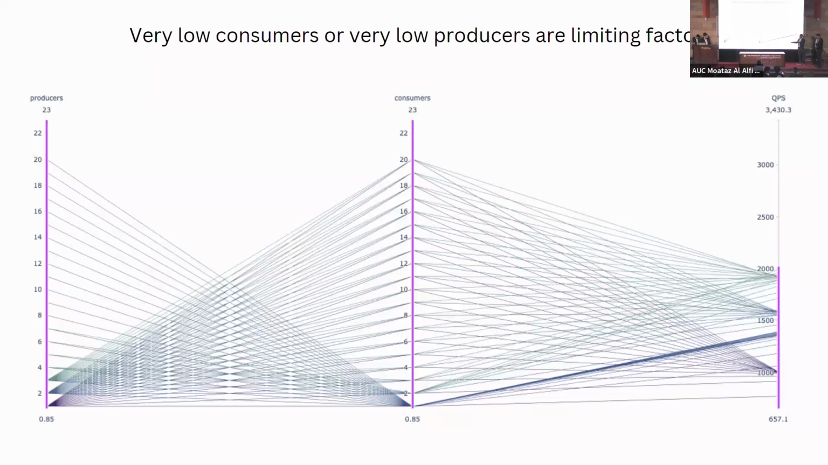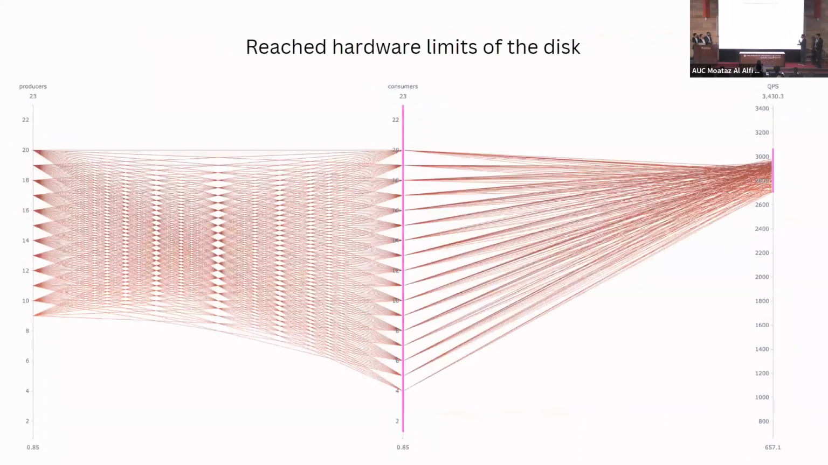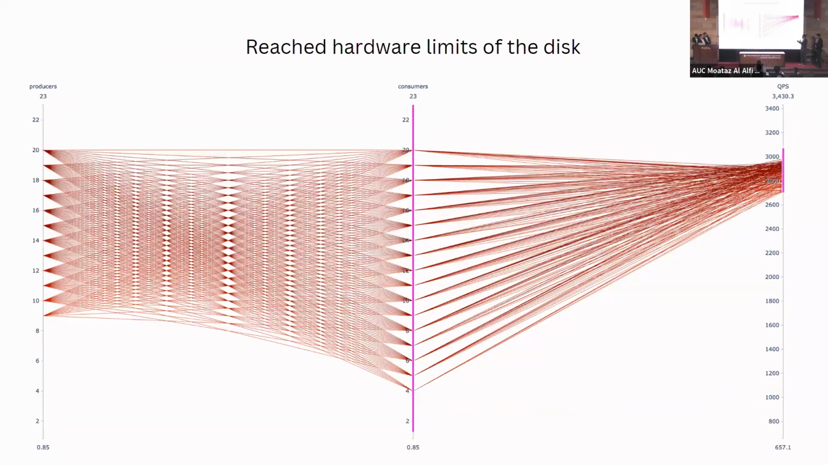This is because the producer threads are simply oversupplying data more than the consumer threads can handle. While on the good results, for achieving high QPS, we have found that above a certain threshold, the number of producers does not affect the QPS anymore because we have reached the hardware limits of our disk.